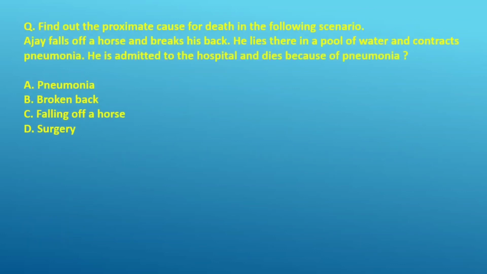Find out the proximate cause for the death in the following scenario. Ajay falls off a horse and breaks his back. He lies there in a pool of water and contracts pneumonia. He is admitted to the hospital and dies because of pneumonia. What is the correct answer? Correct answer is falling off a horse.